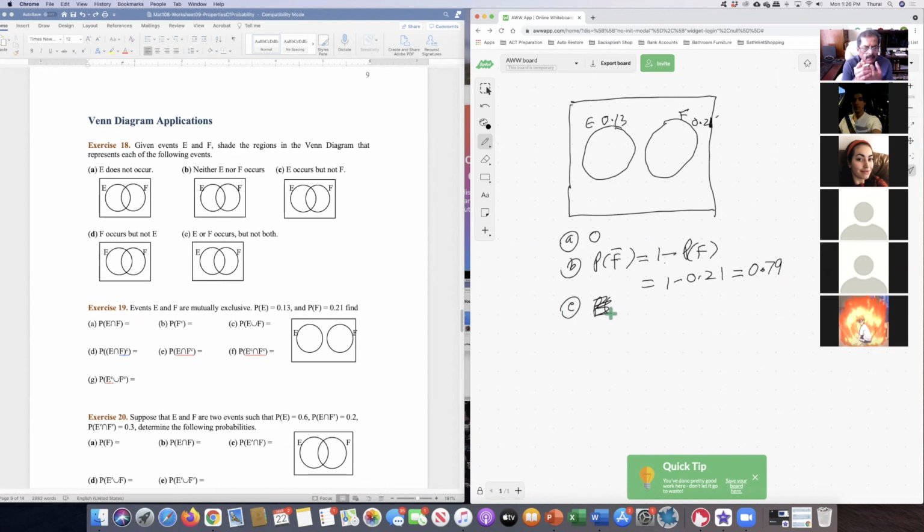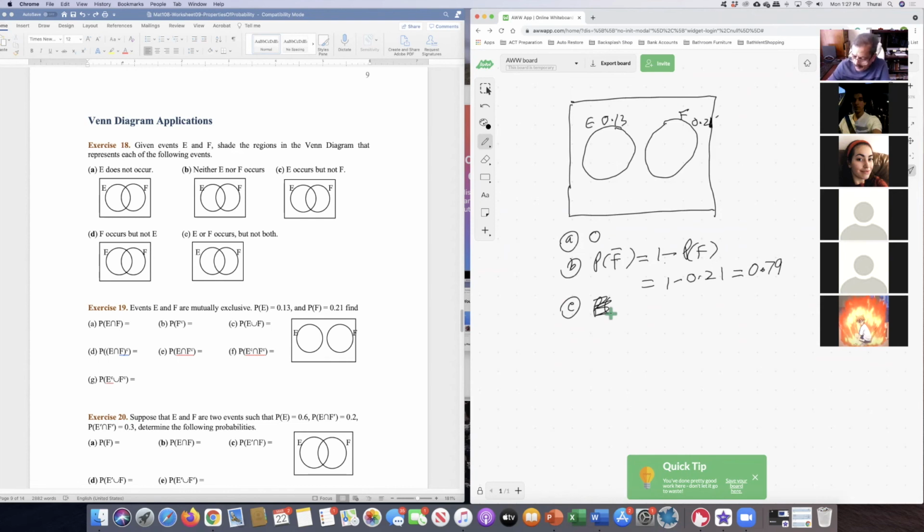0.66. No. Think about what is E intersection F. Oh, I thought you said union. So it will be 1. 1 is right. E intersection F is empty, or probability of E intersection F is 0.